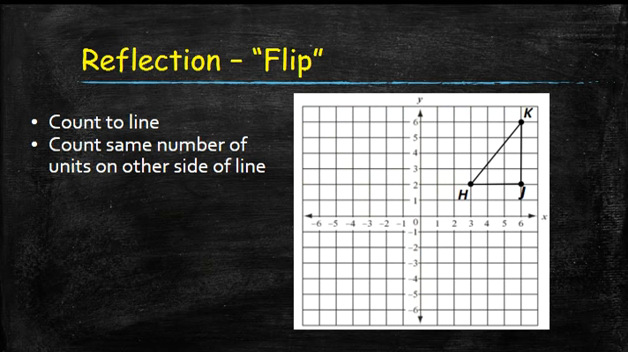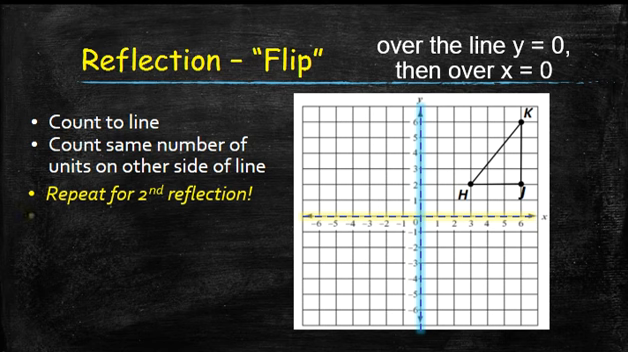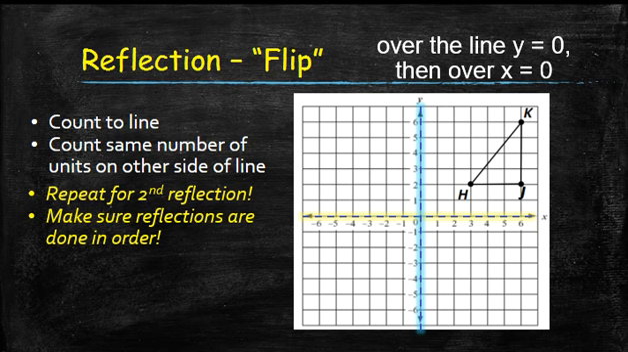Let's try another one. What if you were asked to reflect twice? This time we're going to go over the line y equals 0, then over x equals 0. So the first thing we do, highlight our lines. Now, this one's a little trickier. We have a couple of things we have to remember. We have to repeat the same process for the second reflection. We also have to remember to make sure they're done in order. So first we're going to flip over the line y equals 0, then over x equals 0.